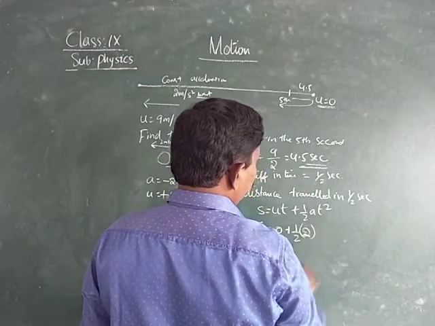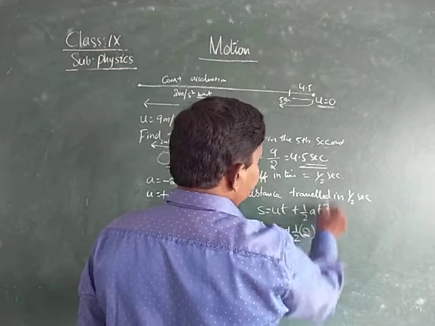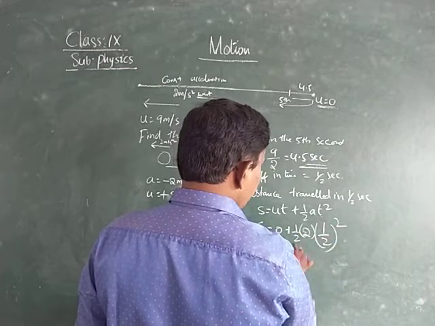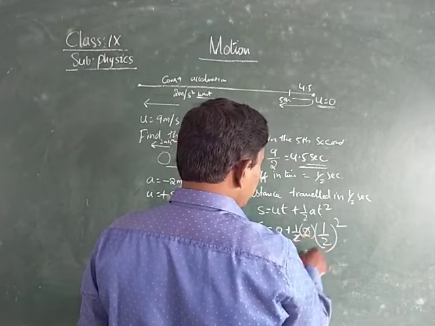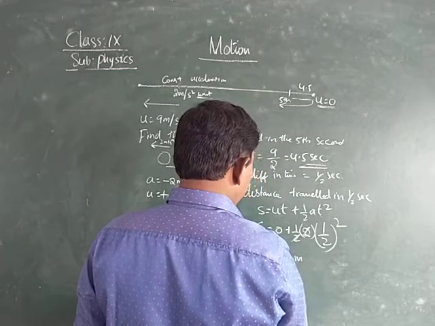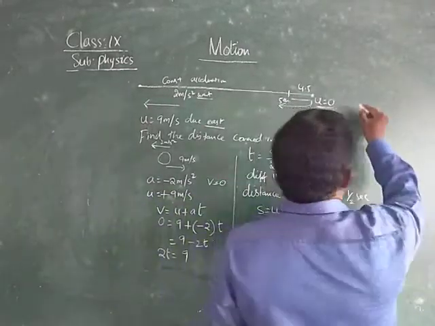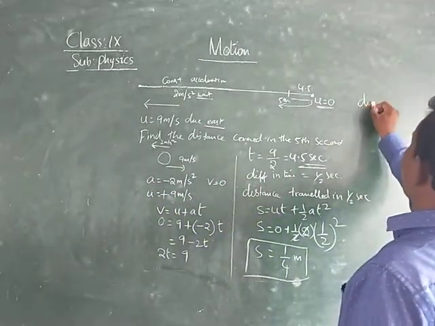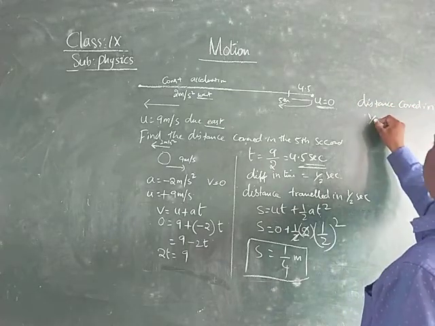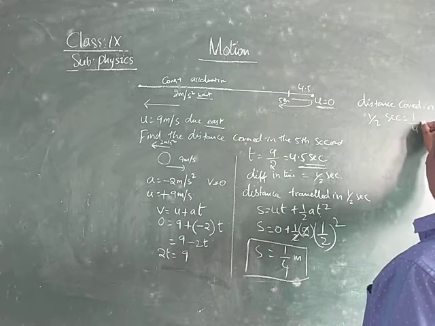Okay, A is 2. T is how much here? T is half second, therefore half square. Therefore here we get half, 2 cancel, 1 by 4 meters. How much is it? 1 by 4 meters. Therefore distance covered in half second is equal to 1 by 4 meters.